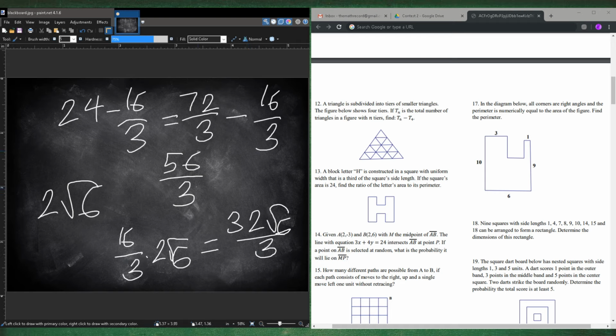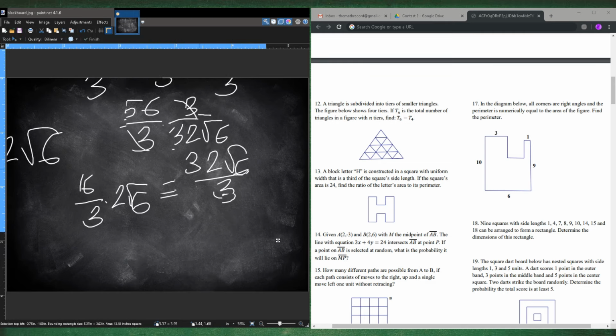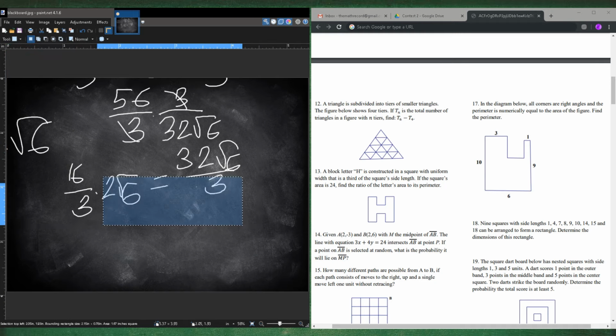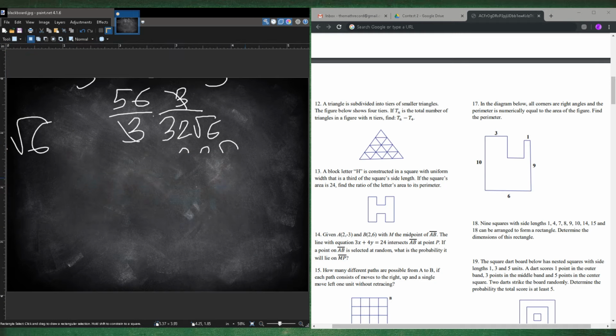So the ratio of the area, which is 56/3 divided by 32√6/3, is the same thing as saying multiply by 3/(32√6). So the 3's kind of cancel out. Let's move this up. We need a little bit more room. And let's delete this because we don't need this. Okay. Sorry that's a little messy.